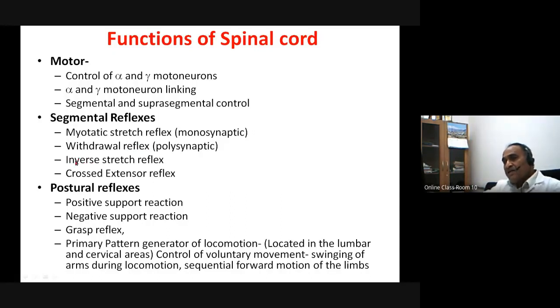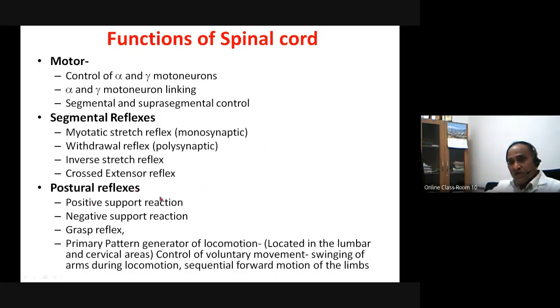If there is too much stretching, there is what is called the inverse stretch reflex. Another circuit operates upon this. I will talk about this when I talk about the segmental reflexes. Then we have the crossed extensor reflex. That means when one reflex is activated here, on the opposite side the extensor group of muscles is activated. These are some segmental reflexes, and they are very important for the integrity of the various spinal motor activity.